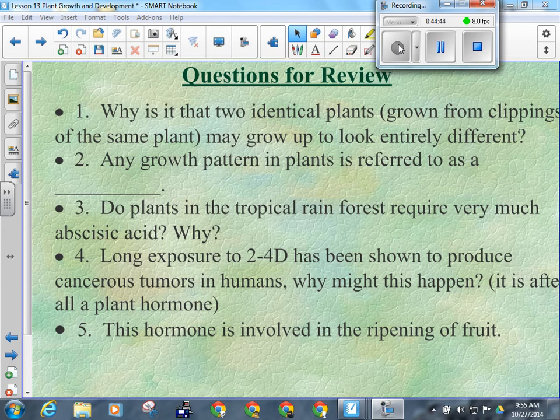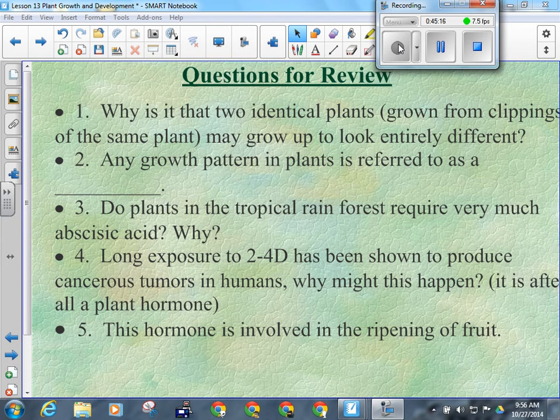Okay, number 2, any growth pattern in a plant is referred to as a what? Tropism. All right. Do plants in the tropical rainforest require very much abscisic acid? Right, they don't go dormant. Okay, if you are a tropical rainforest plant and you secrete abscisic acid and go dormant, everyone else will grow over you. All right, while you are dormant. You have no reason to go dormant because it's hot and wet all the time. All right, and so you always have the factors you need.